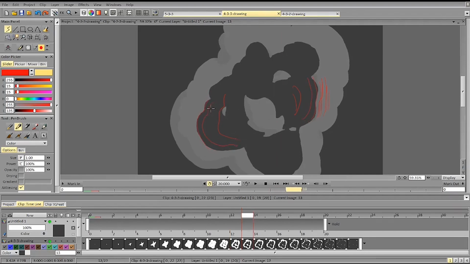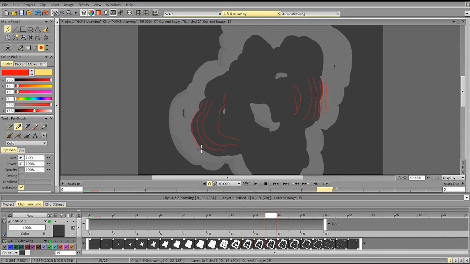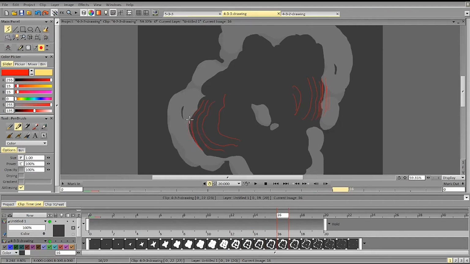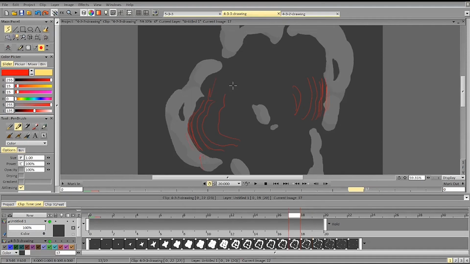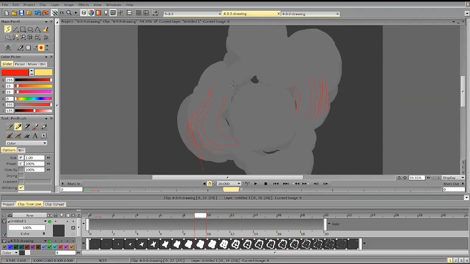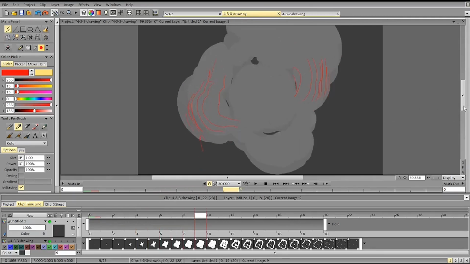So again, very fast acceleration, very fast deceleration, then we move at the same speed, suddenly stop. We suddenly stop, and then it breaks into particles. But that sudden stop, that sudden slowdown, and that sudden deceleration doesn't really work for this kind of explosion.